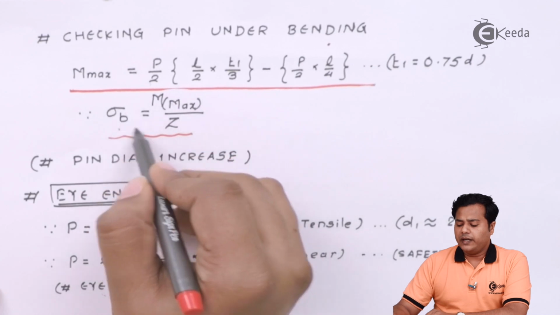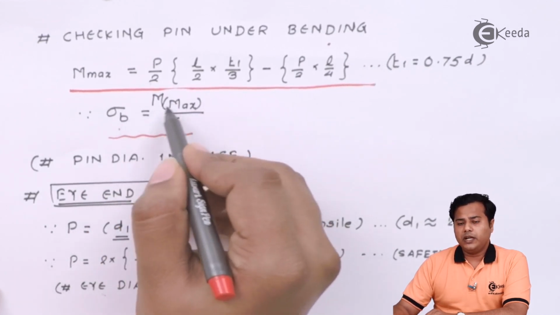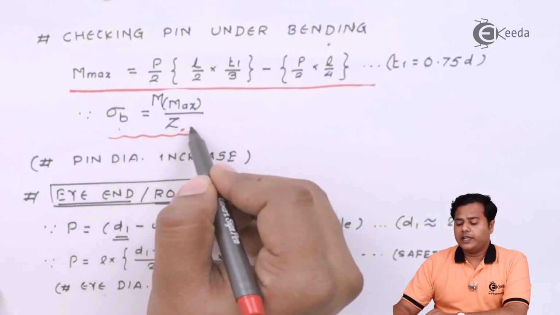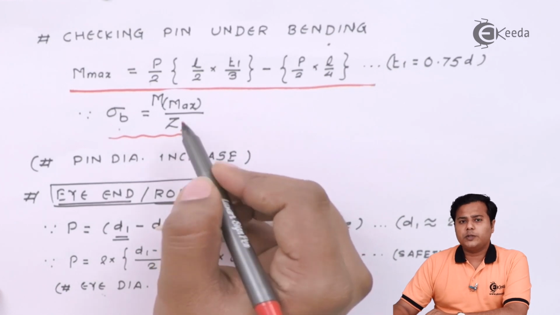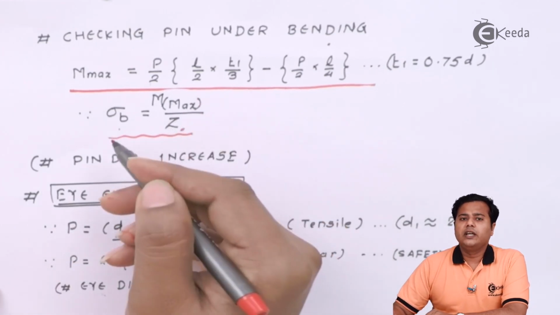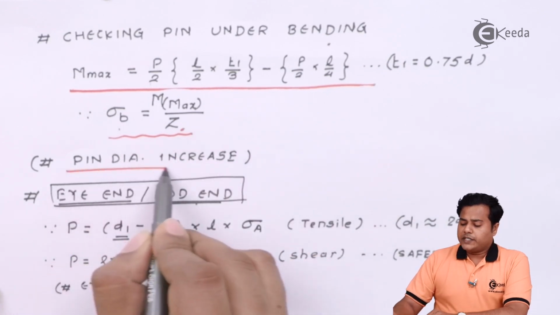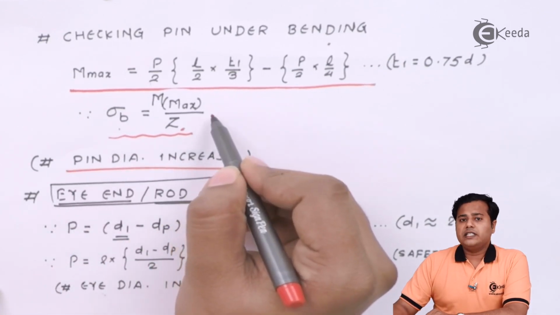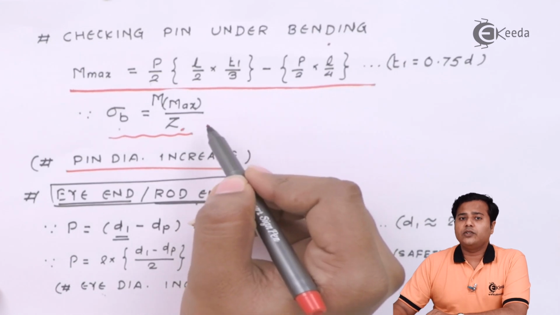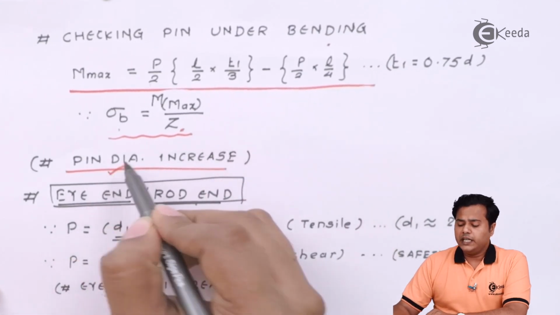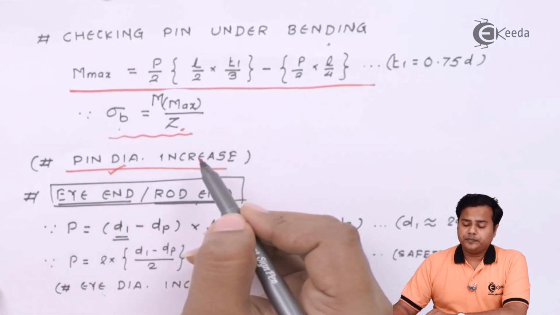Now, when we find it out using the given formula, we can know the diameter, and there we can do the checking work. Of course, this particular part will be illustrated during the numerical solving on knuckle joint. Here, if somehow we find that it is failing, it is not safe, in that case, the only remedy is we have to increase the pin diameter, DP.